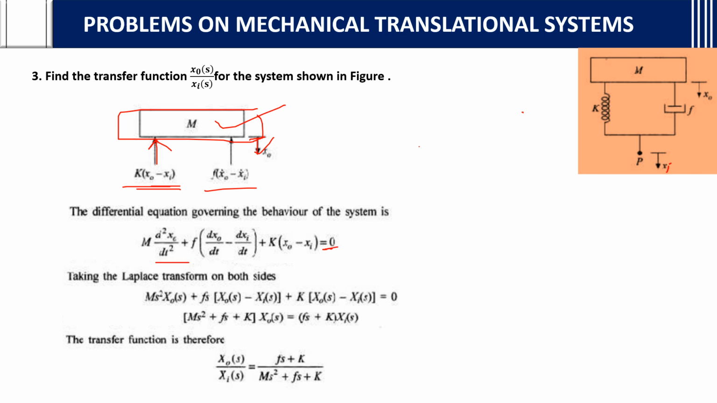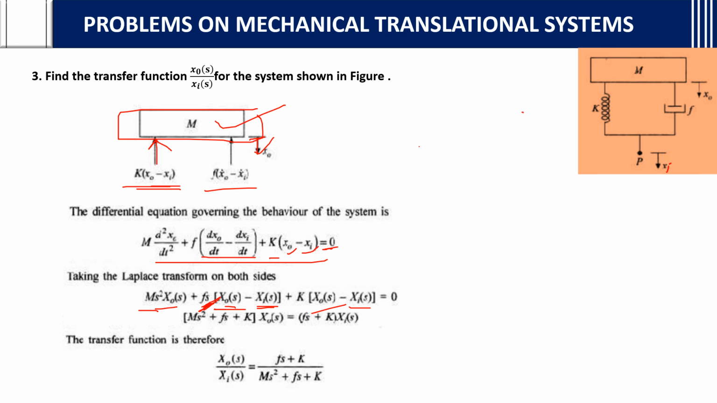Now what should we do? We should take the Laplace transform. How will we take m into d square x0 by dt square? It is double differentiation, so we write s square into x0 of s. Then dx0 by dt and dxi by dt will become x0 of s, xi of s, then k into (x0 of s minus xi of s). Here we write s into x0 of s. Here s is taken common, keep that in mind. Here directly we write x0, xi of s, but since it is differentiation, it is s into x0 of s, s into xi of s. So we are taking s common.